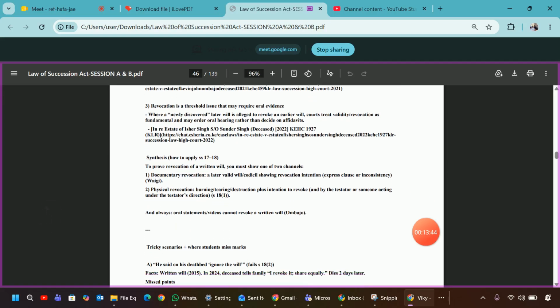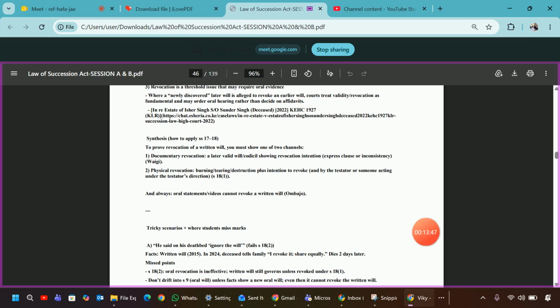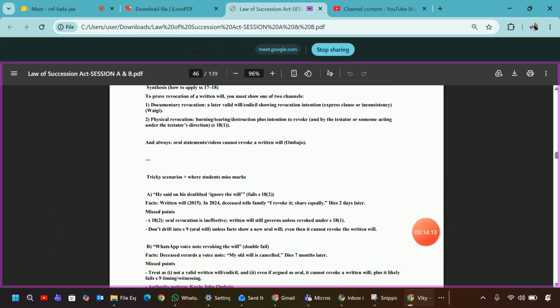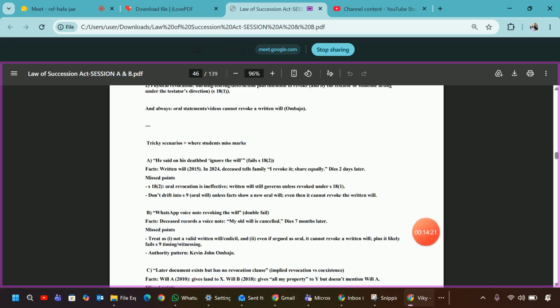So how do you apply section 17 and 18? To prove revocation of a written will, you must show one of the 2 channels. 1. Documentary revocation: a letter, will or codicil showing revocation intention either through an express clause or inconsistency. Then you can choose channel number 2, physical revocation. We can have burning, tearing, destruction, plus intention to revoke, and by the testator or someone acting under the testator's direction. And always, oral statements or videos cannot revoke a written will, pursuant to the Kevin Ombajo decision.